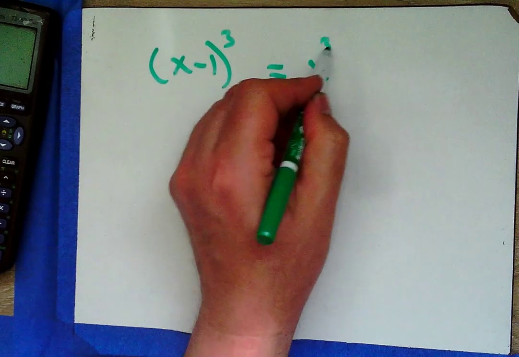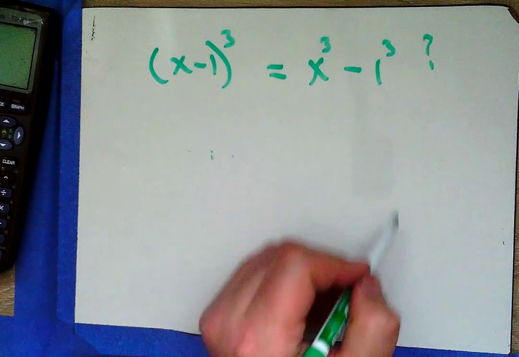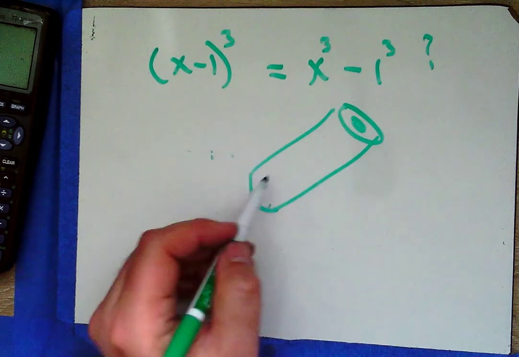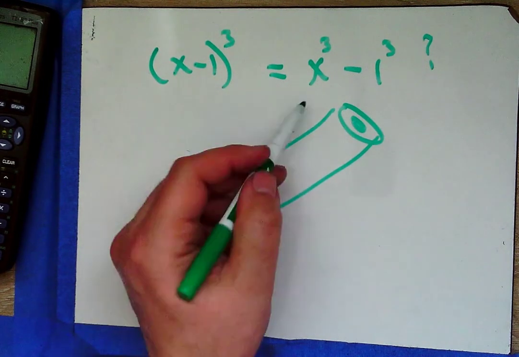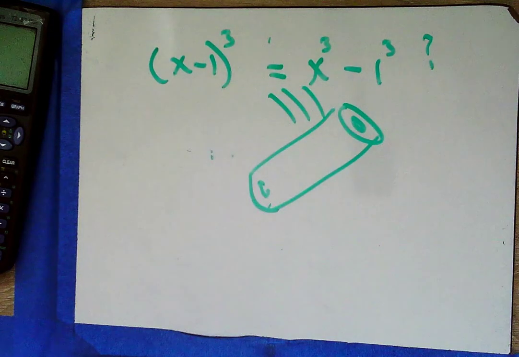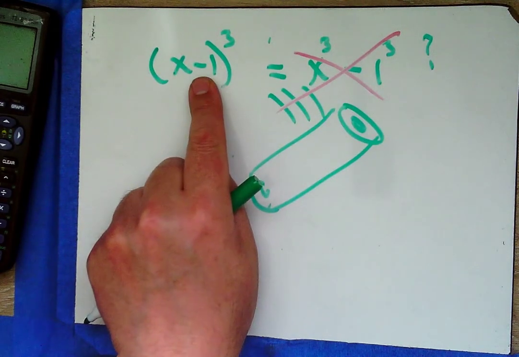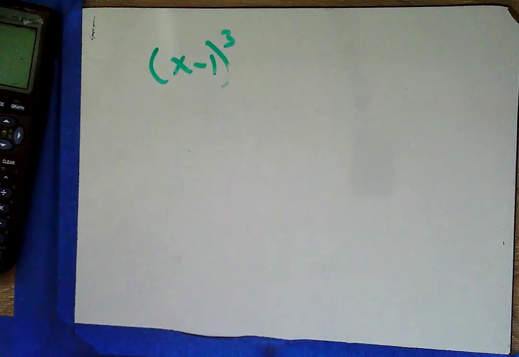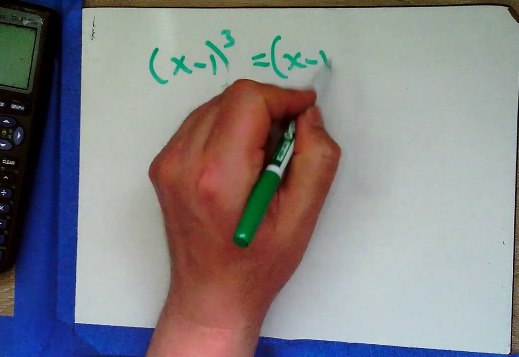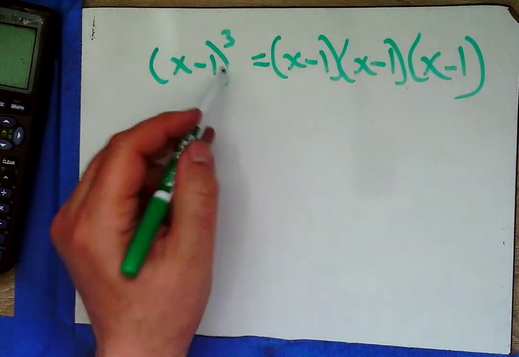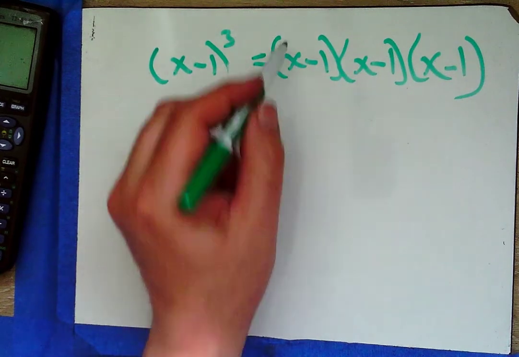So what about x minus 1 to the third? Is that going to be x to the third minus 1 to the third? No, that's not it. You cannot apply that exponent because of this plus or minus in here. This is a foiling situation, okay? This is x minus 1 times x minus 1 times x minus 1. That's what this means. So let's show what it really is.